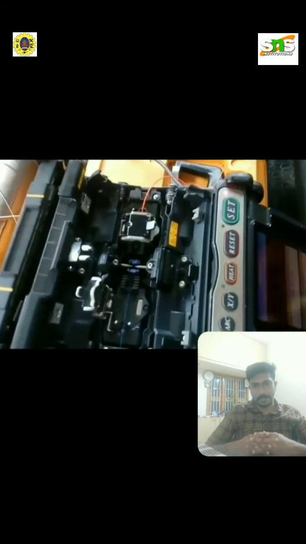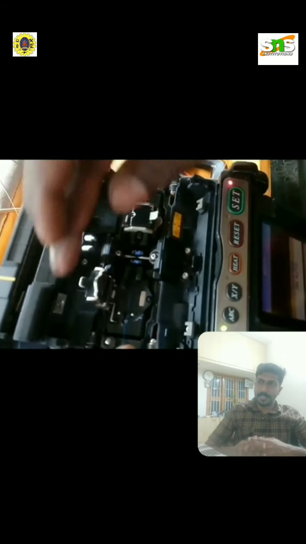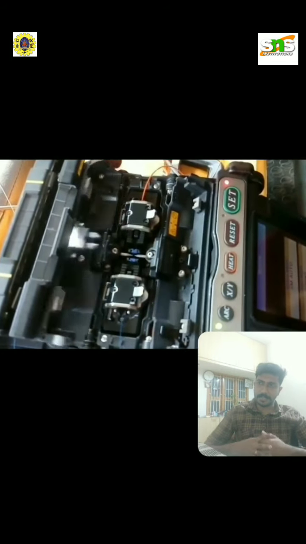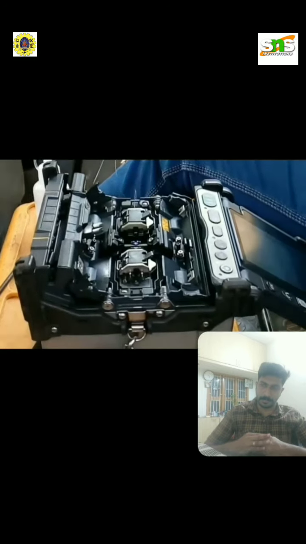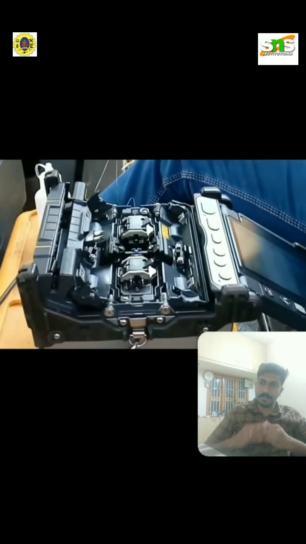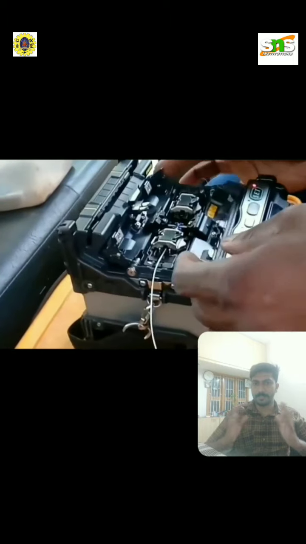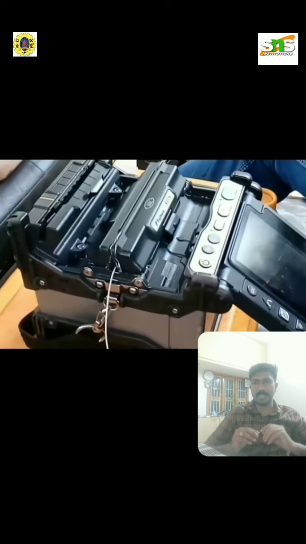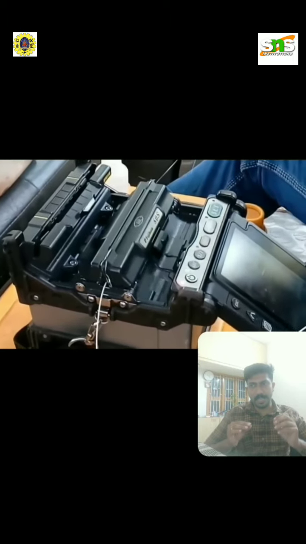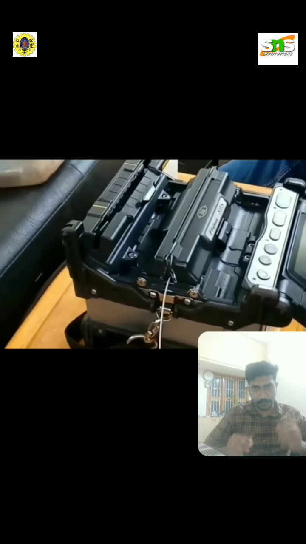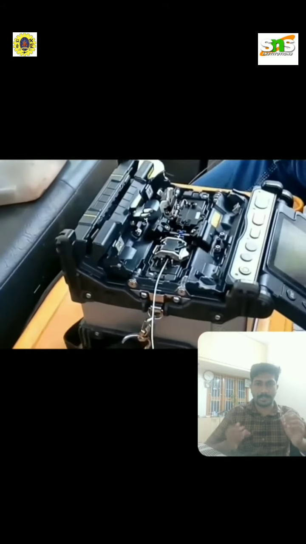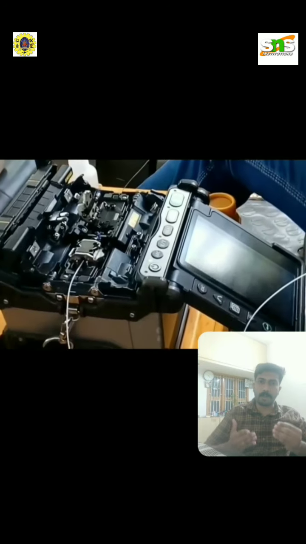The second step is to cleave the fiber. A good fiber cleaver is crucial to an essential fusion splicing process. The cleaver nicks the fiber and then pulls and flexes it to cause a clean break rather than a cut. The cleaved end face should be perfectly flat and perpendicular to the axis of the fiber for a proper splice.